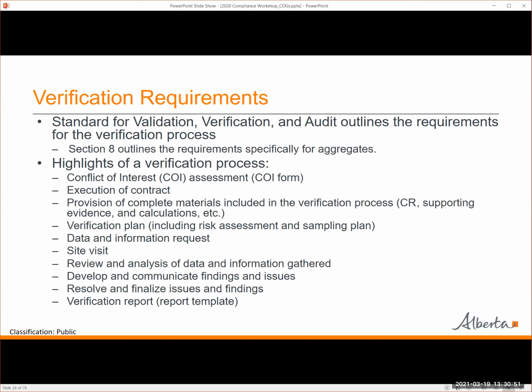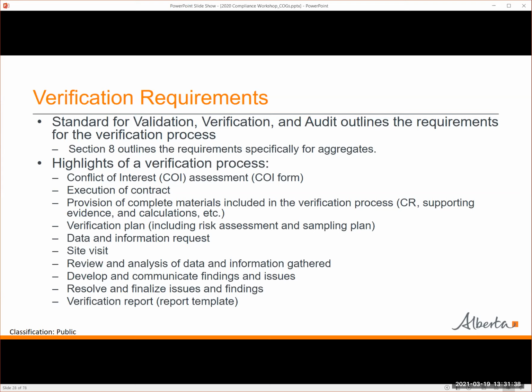the verification process. So the standard for validation, verification, and audit outlines the requirements for the verification process. And in particular, Section 8 outlines the verification requirements and guidance that is specifically for aggregate facilities. Some of the main highlights of a verification process include the following here. So the first step typically requires a conflict of interest assessment that's conducted by the verifier. And this is to determine whether there is any conflict for the verifier to conduct the verification and ensuring that they are truly independent from the facility.